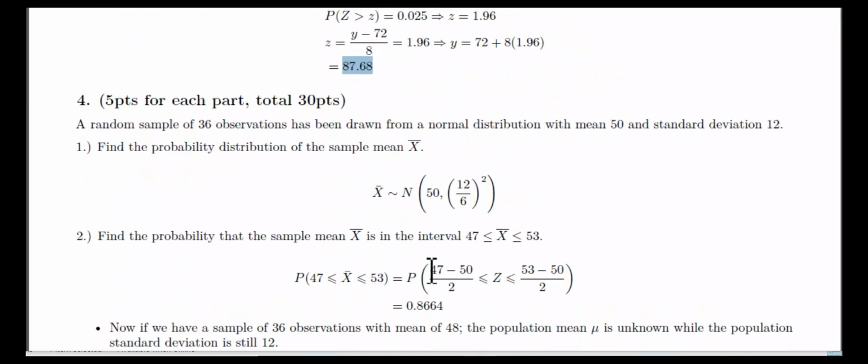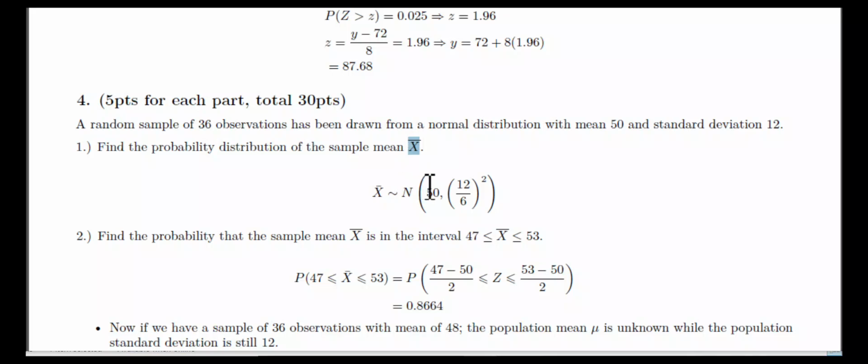Question number 4 is still about the normal distribution, but here it is for the sampling distribution for X bar. We have two distributions here. One is the normal distribution where the random sample is drawn from. I call it the parent distribution in class. Also, we're talking about the probability distribution of the sample mean, X bar. This is kind of like the child distribution.